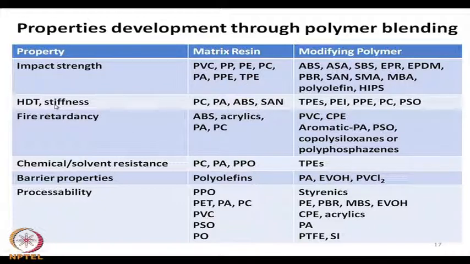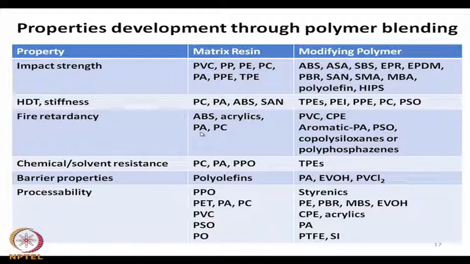Stiffness can also be increased. Say these are the matrix polymers: polycarbonate, polyamide, acrylonitrile butadiene styrene, styrene acrylonitrile. So, thermoplastic elastomers can be used, polyetheramide can be used, polyphenylene ether can be used, polycarbonate again can be used with another polycarbonate, with PVC or PC, polycarbonate with ABS or PC with thermoplastic elastomer, etc.